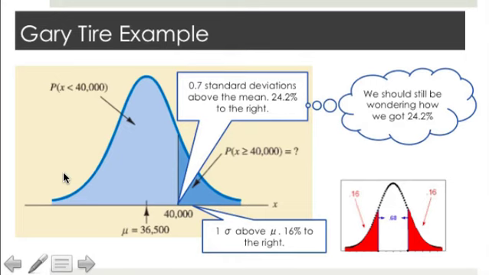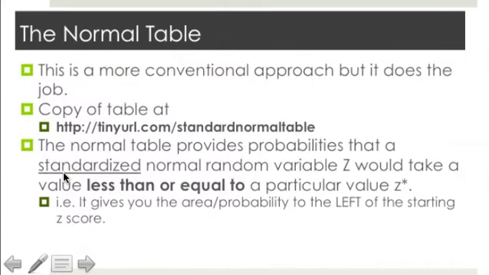Now we can finally start talking about how to actually compute these probabilities. This is a more conventional approach, but it does the job just fine. If you were to look at a traditional statistics book, you'd see tables in the back that describe these numbers that we're going to talk about here. You can actually get a copy of the table at the URL that's listed right here if you want to grab one and print it out. The table is going to help us because it provides probabilities that a standardized normal variable z would take a value less than or equal to a particular z-score. In other words, it gives you the area or the probability to the left of the starting z-score.